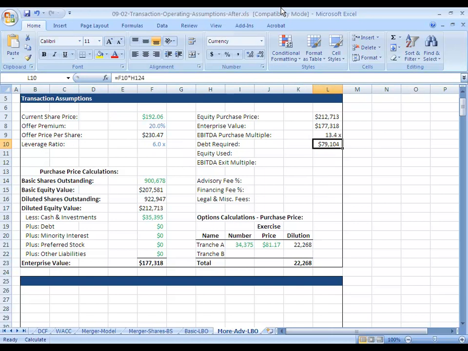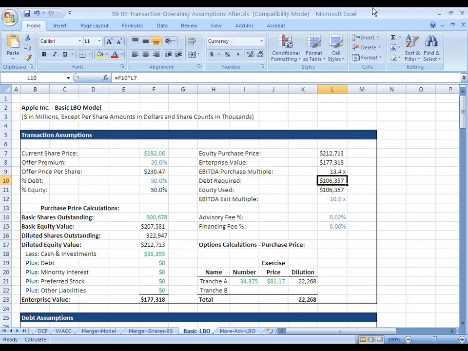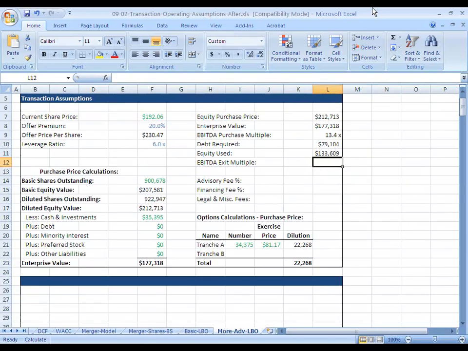So with the debt required established for the equity used, we're just going to take our equity purchase price and then subtract the debt required. So we get 133 billion of equity. Now for the EBITDA exit multiple, again, we're going to base this roughly on the EBITDA purchase multiple and the public comps. As with the basic LBO model, we're just going to say 10x for this one because we're going to build a range of sensitivities around this. So the exact number here doesn't matter all that much.